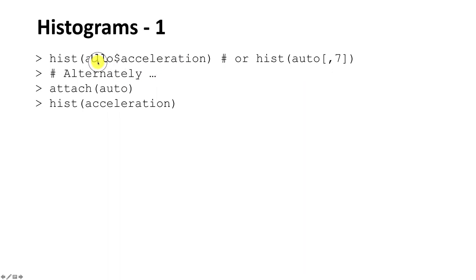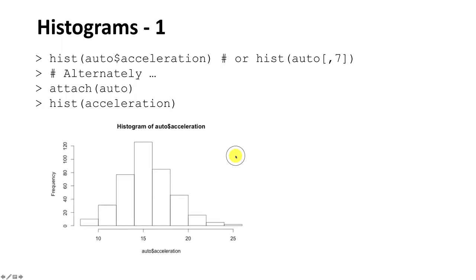Alternately, instead of having to say auto$acceleration, you can do attach auto and then simply do hist acceleration. What attach does is, if you just type the command hist acceleration, R will say there's no variable called acceleration, because acceleration is inside of auto. It's not a general variable that's available. So R will say I can't find it. But the moment you say attach auto, then you're telling R, look, when you're looking for variables, also go and look inside this particular data frame. So if you do this, then you get the histogram.